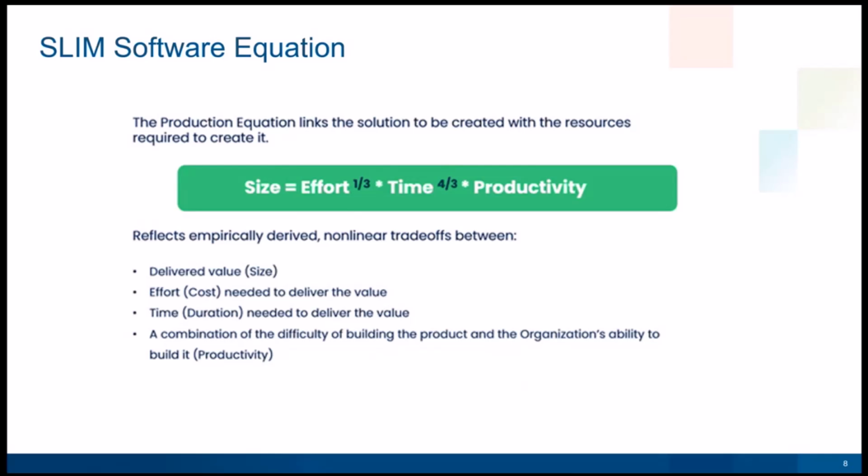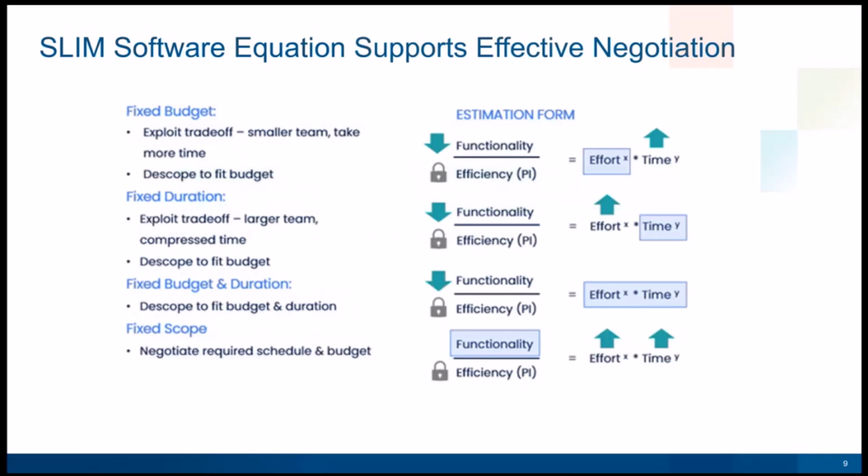So on the next slide, what we've done is we've rearranged that software equation into its estimation form. So if you look on the right-hand side, you'll see the inputs on the left side of the equation are functionality, or size and scope, and productivity or efficiency. So that's what we feed in. And then the software equation will estimate the amount of effort and time. And it just doesn't estimate one effort and time. It allows us to explore a number of alternatives and make changes.